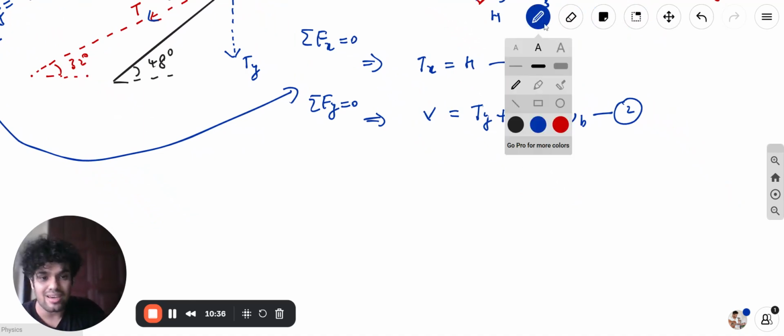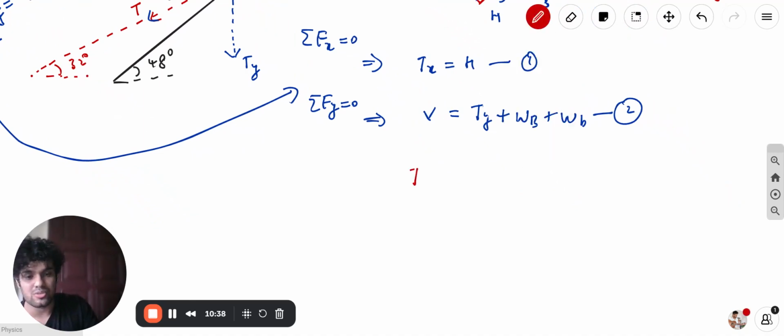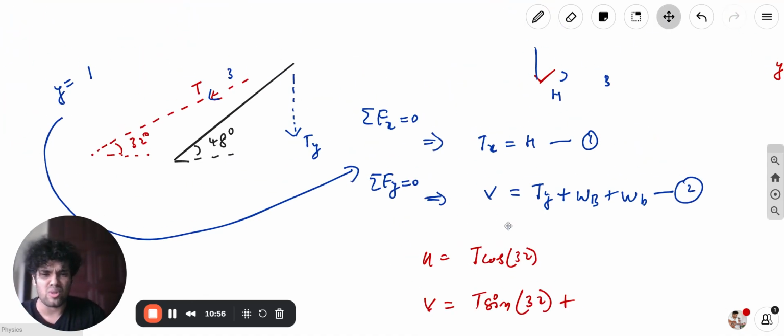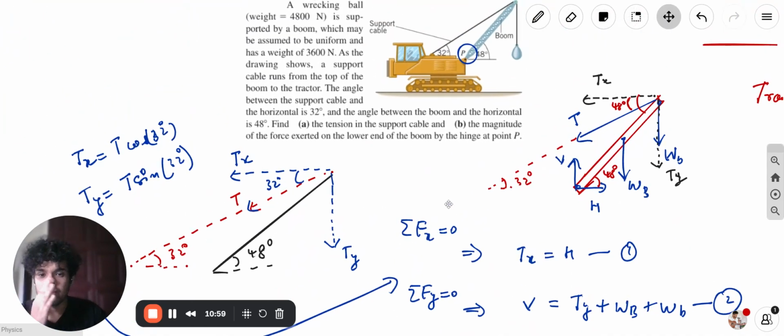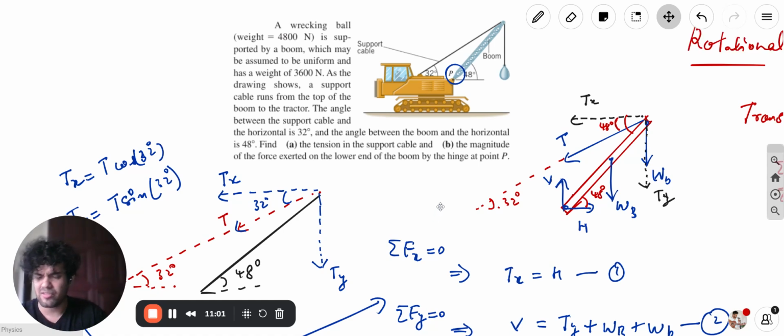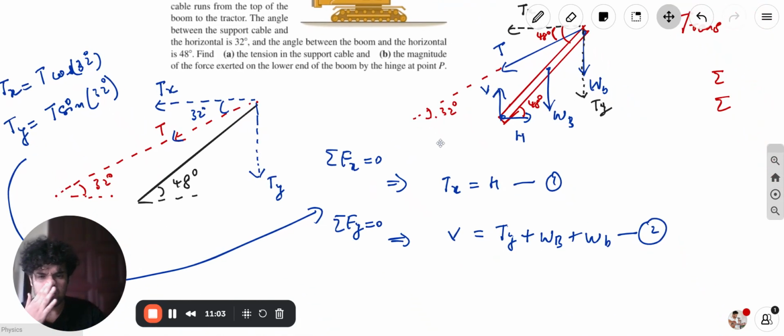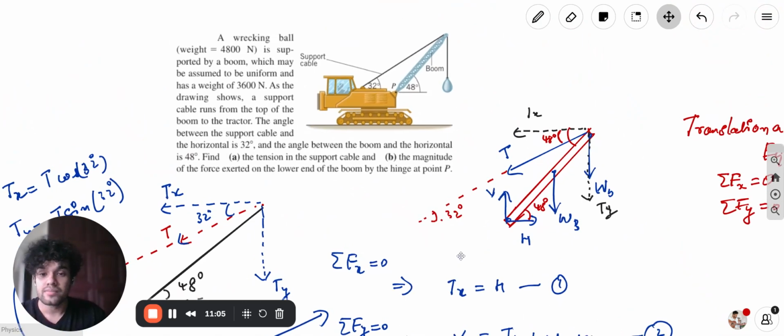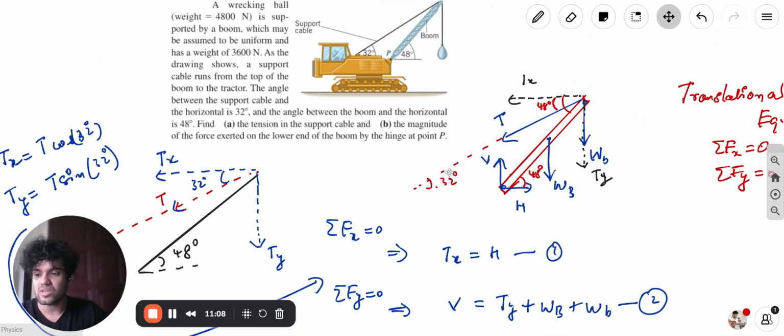Should I do that now? Yeah, we can just do that. So this will be T cos 32 is equal to the horizontal force. Okay, you know what? I can just write it like this. The horizontal force is equal to T cos 32. The vertical force is equal to T sine 32 plus the weight of the wrecking ball. How much is that? The weight of the wrecking ball is 4,800 plus the weight of the boom.